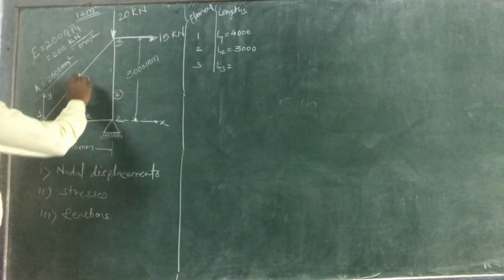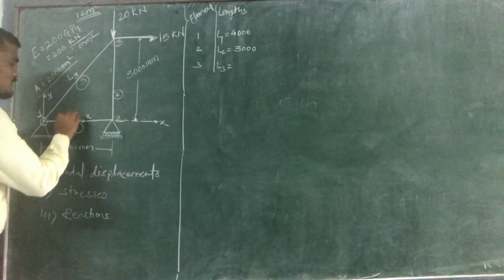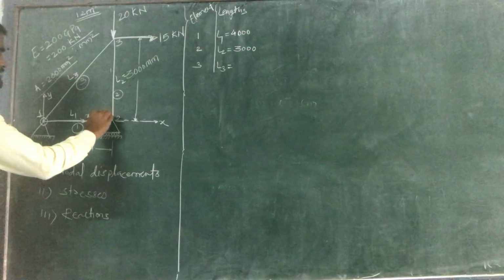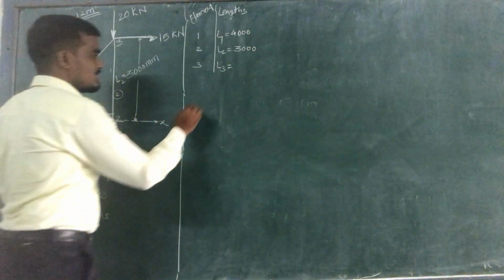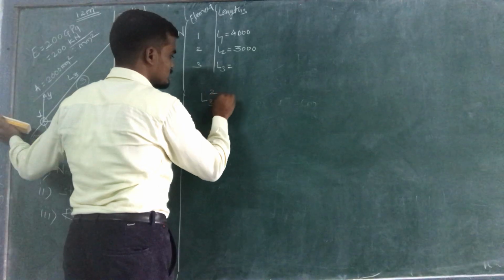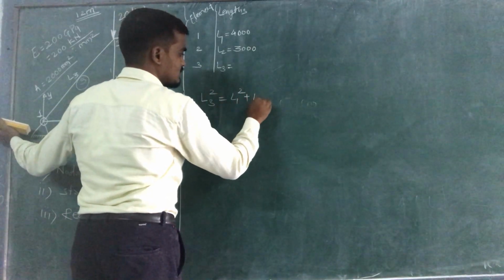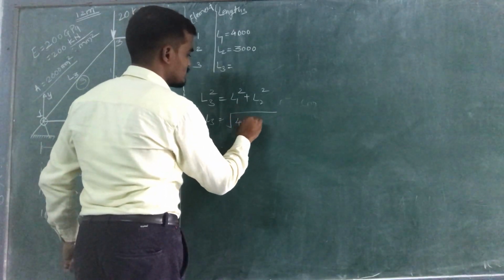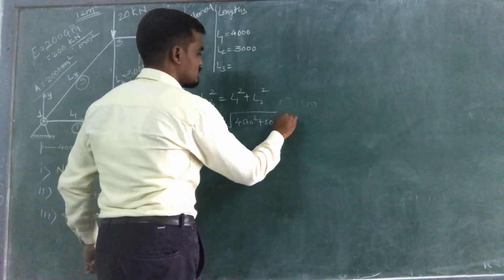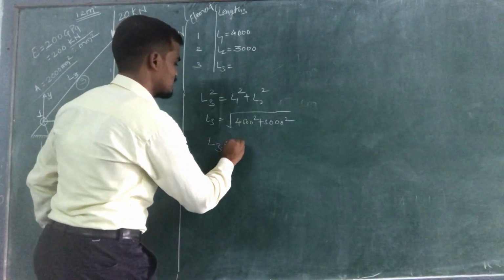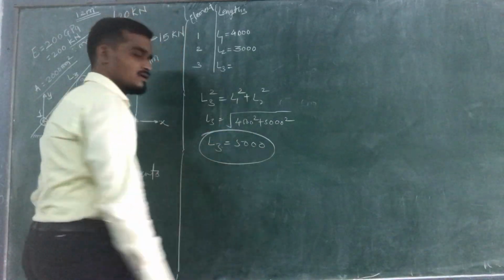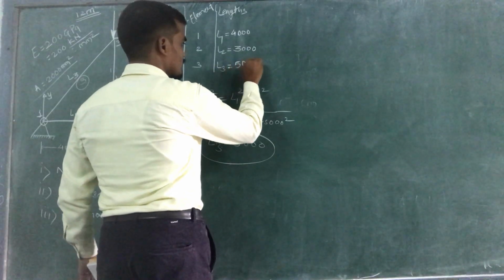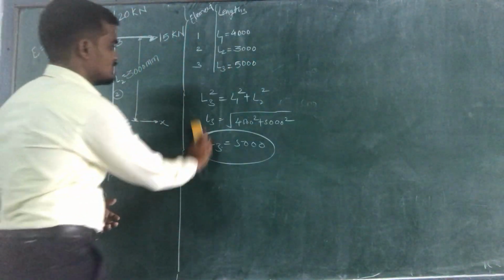Now L3, we need to find out this L3. This is L1, this is L2, and this is L3. Now by using the Pythagoras theorem, you can find out L3. So L3 can be determined. L3 square is equal to L1 square plus L2 square. So L3 will become square root of 4000 square plus 3000 square. So you will get L3 as 5000 by using the Pythagoras theorem. So L3 will become 5000.